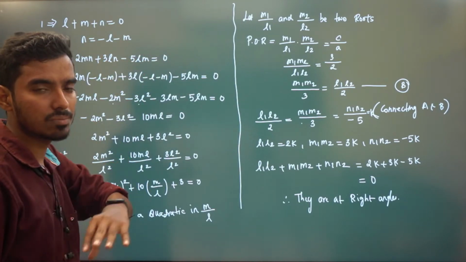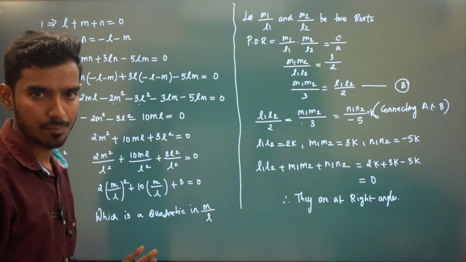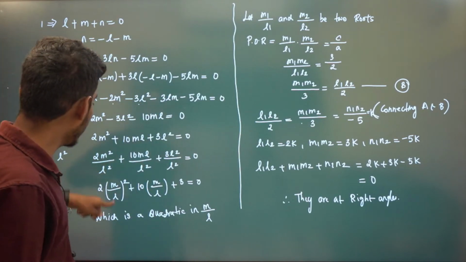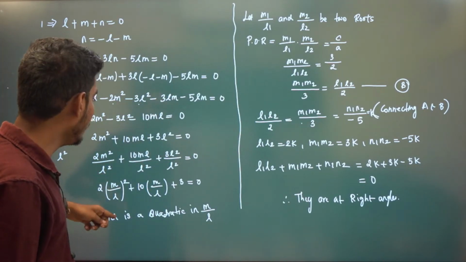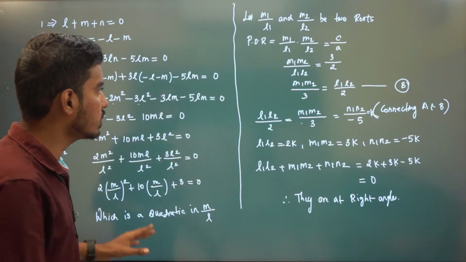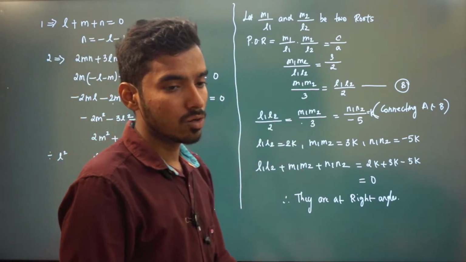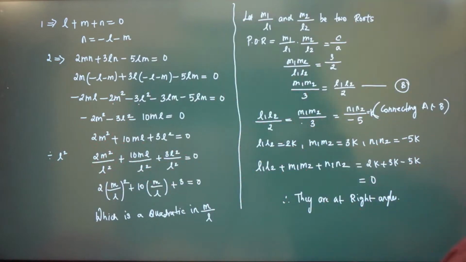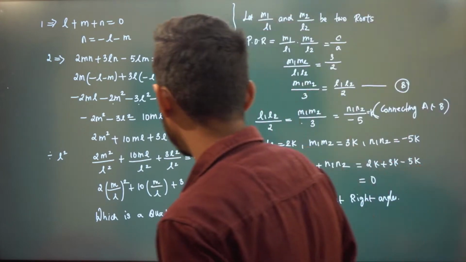L in terms of something, N in terms of something, right? So again, you will have one quadratic in M by L or L by M, depending upon what you are dividing. So again, you make use of this. So you just have to connect A and B to get the relation between L1, L2, M1, M2 and N1, N2. Is it clear? See, this problem understanding is very important. Then only you can follow the next two problems.